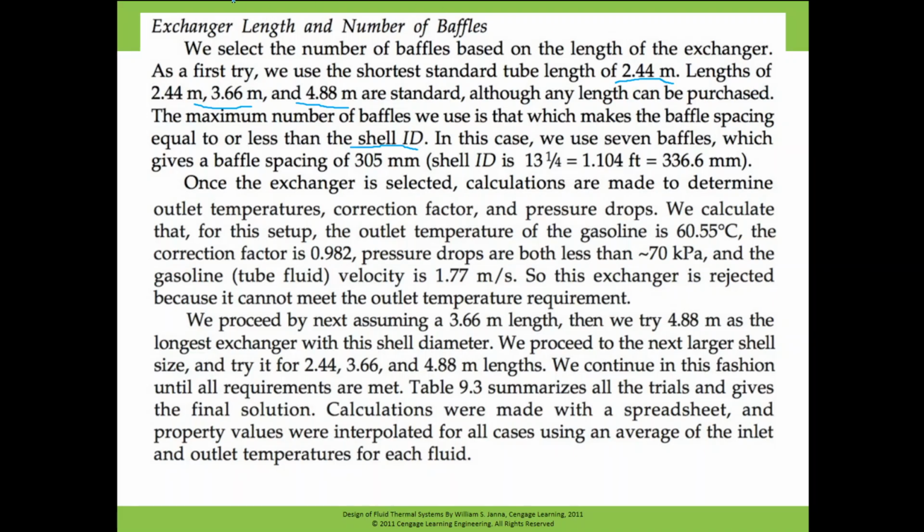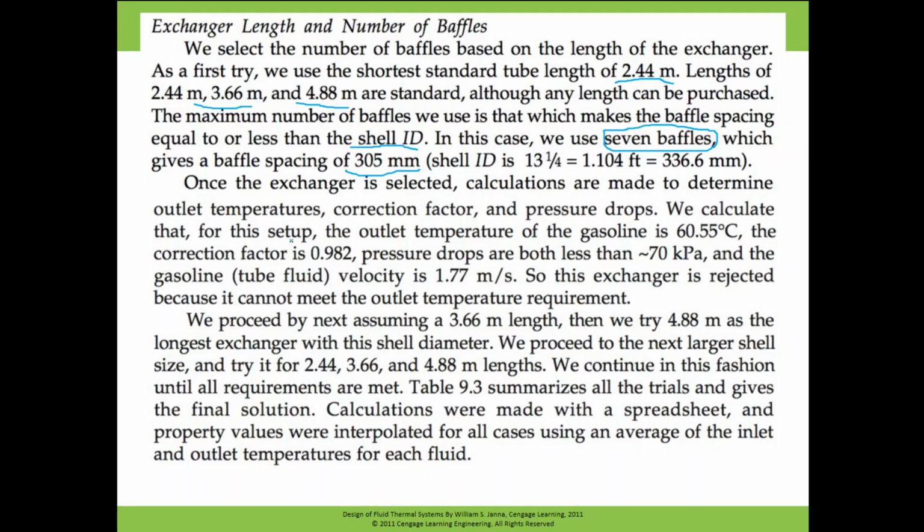So, for the length, in the beginning they chose 2.44 meter, and in this they placed 7 baffles, and with the 7 baffles the spacing comes out to be 3.5 millimeter. So, this spacing is well within the 336.6 millimeter, because this is your shell diameter. So, the baffle spacing is less than that, and so this is within the constraint. Your constraint is that the baffle spacing should be maximum equal to the shell diameter, and minimum 1/5 of the shell diameter.